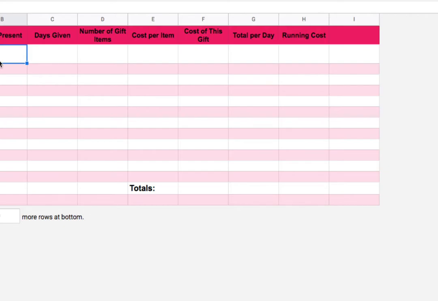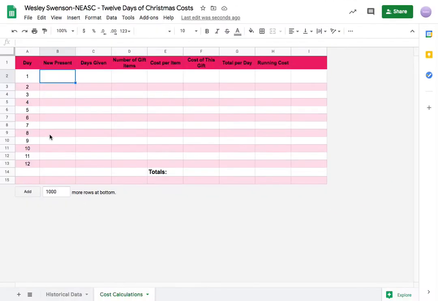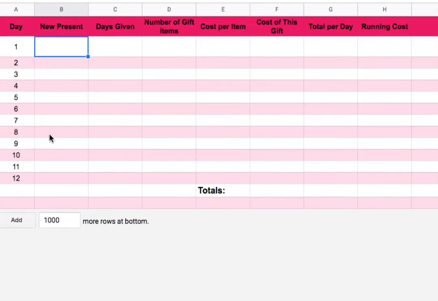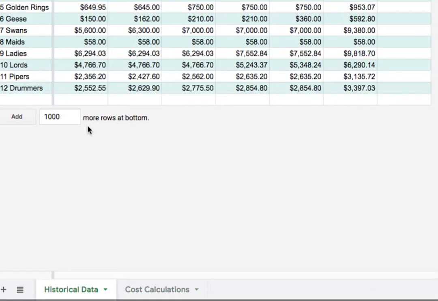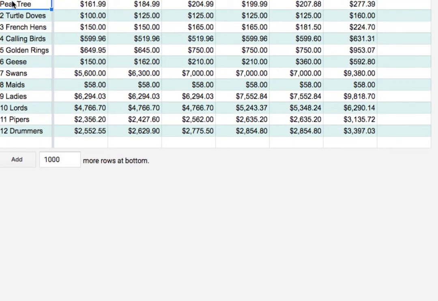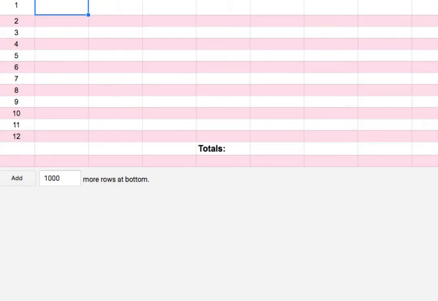Okay, what new present was given? Well, the new present that was given on this day was a partridge and a pear tree. So notice that on the previous page, we've already entered that data. So why do it again? And the answer is there is no reason to do it again.